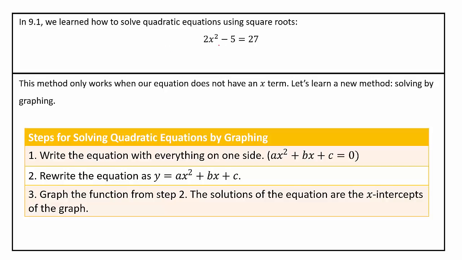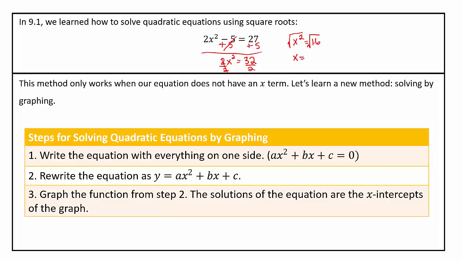So for instance, if I wanted to solve this using square roots, I would start by adding 5 to both sides, just like I would if this was linear, meaning there wasn't a squared on the x. Then I would divide both sides by 2 and get x squared equals 16. And then we would square root both sides to get rid of the x squared. The square root of x squared is just x.